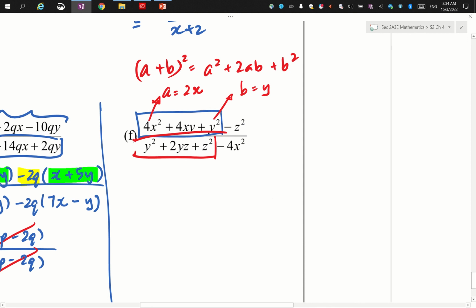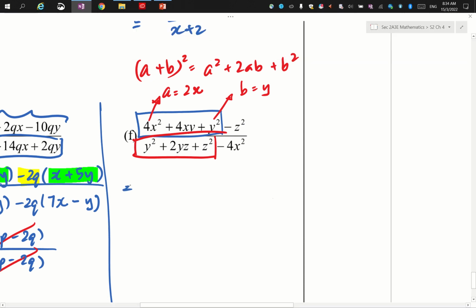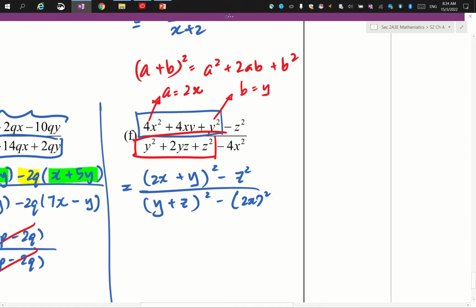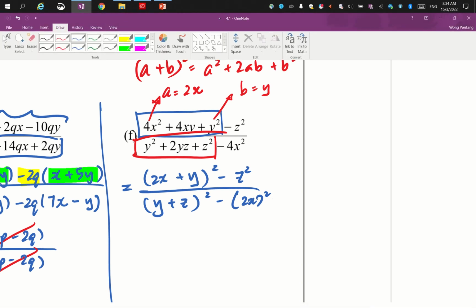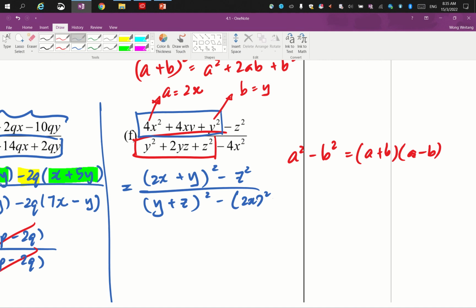So the same thing is observed for the denominator. So let's carry on. 2x plus y squared minus z squared divided by y plus z squared minus 4x squared. Now I want to rewrite this 4x squared to become 2x squared, so that both numerator and denominator are of the form a squared minus b squared, right? So a plus b, a minus b.